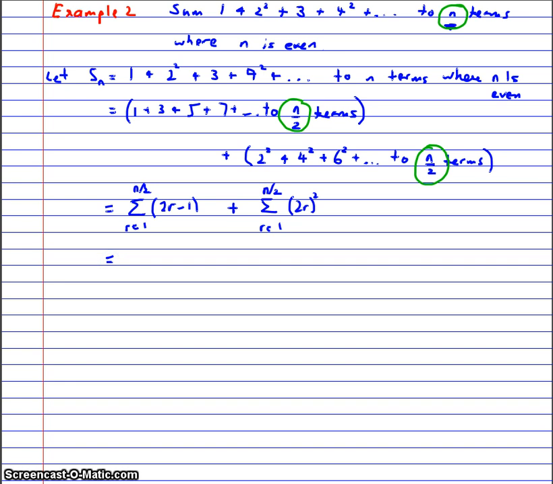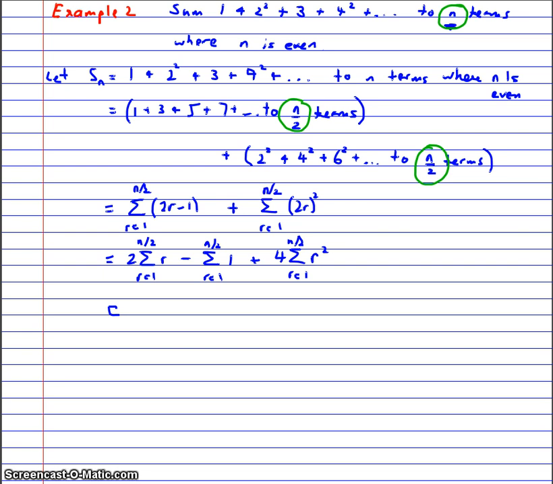Okay, we can simplify that, so we can break it up further again. So it's 2 at the front of our sigma of r, minus sigma r equals 1 to n over 2 of 1, plus, now we can see 2 squared is 4, so we can put a 4 at the front, sigma to n over 2, starting from r equals 1, of r squared.